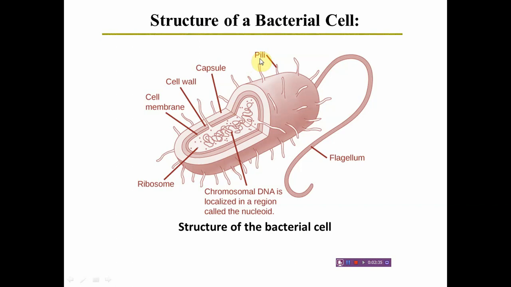Pili is an organ of gene transfer or conjugation, and the fimbriae, which are present nearly 100 per cell, are organs of adhesion. Fimbriae are organs of adhesion. They are one-tenth in size as compared to the flagella.